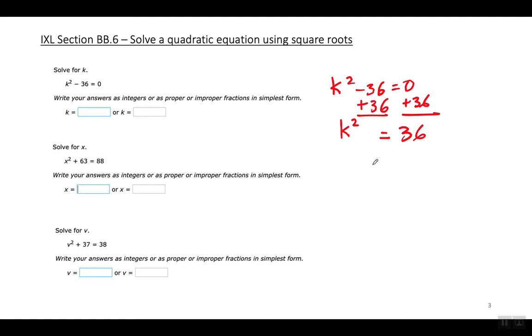What's the square root of 36? k will equal the square root of 36. So k equals positive and negative 6. So k equals 6 and k equals negative 6.